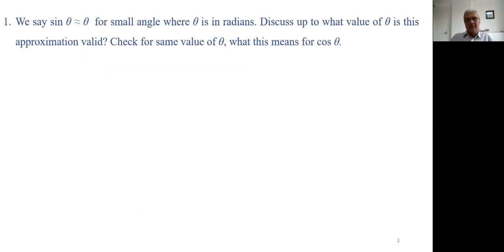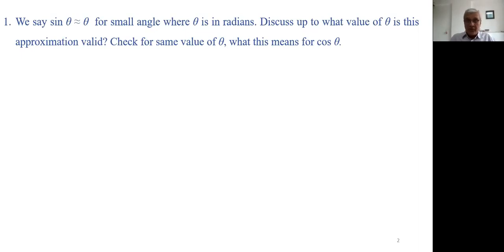To start with, we say that for small angle theta, if we measure angle theta in radians, then sine theta is nearly theta. So I would like to ask you, up to what values of theta is this approximation valid? And if it is valid, what does this mean for cos theta? Do we consider cos theta as 0 for those angles?